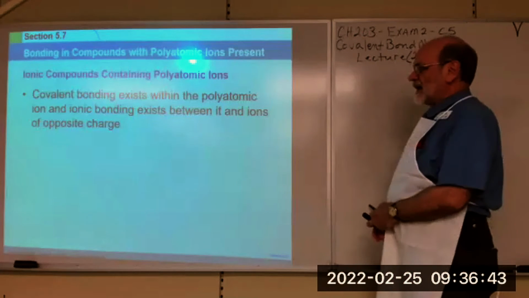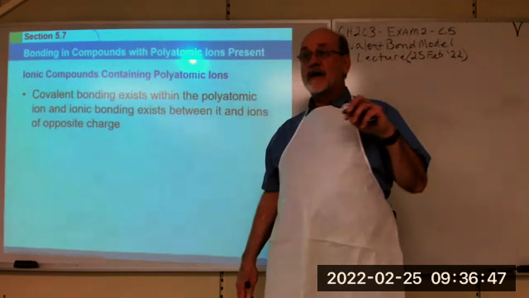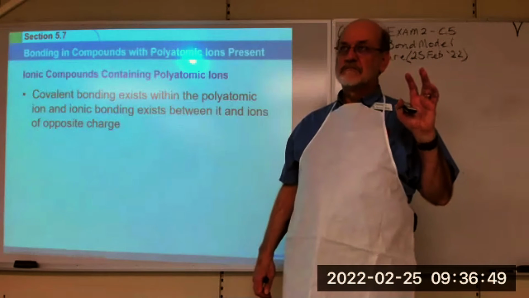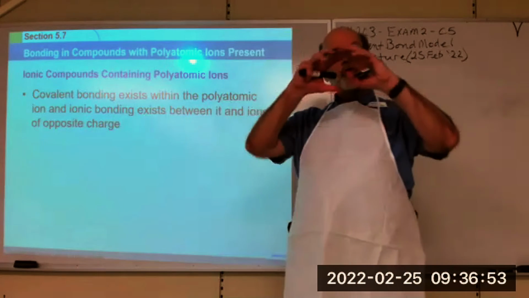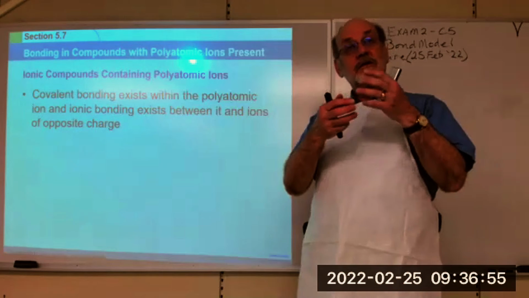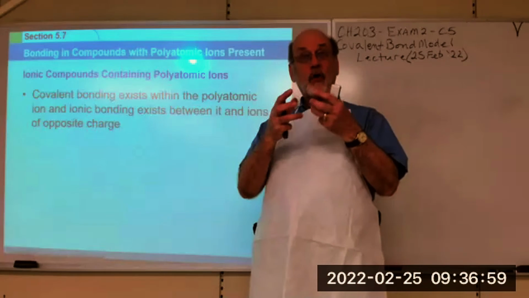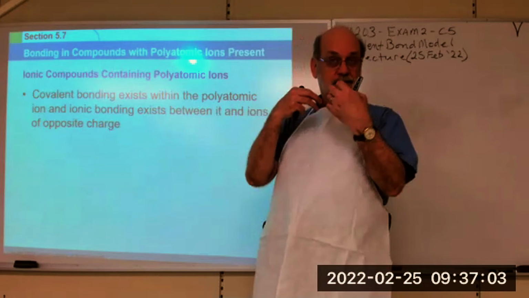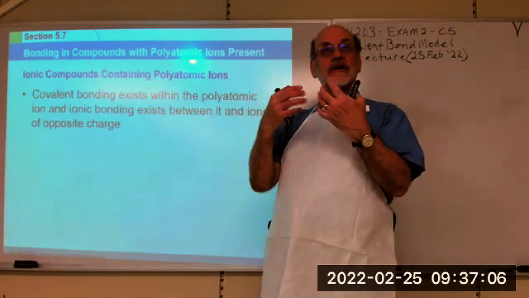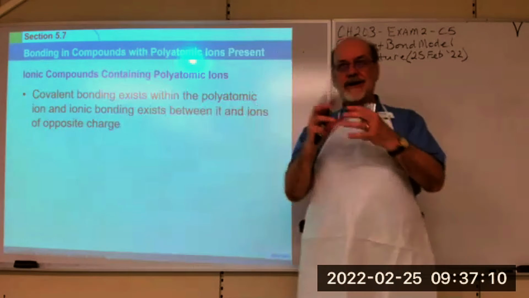What do we do with polyatomic ions? Polyatomic ions are special. The whole group is bound with covalent bonds. That's why it holds together in a single structure with the charge distributed over the whole structure. It's a covalently bound ion.